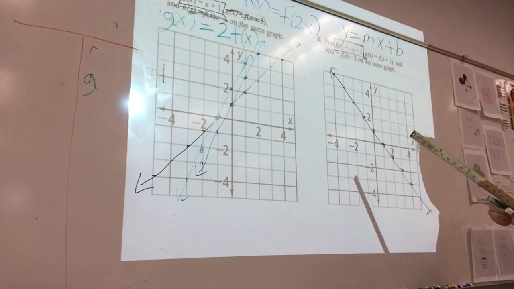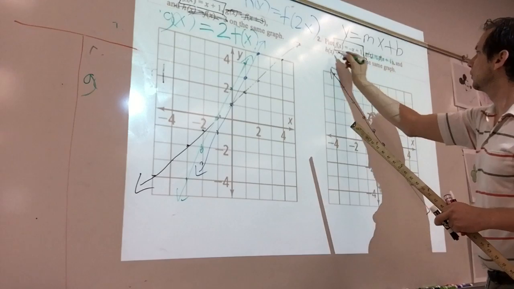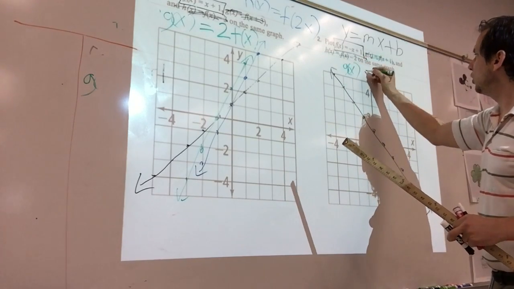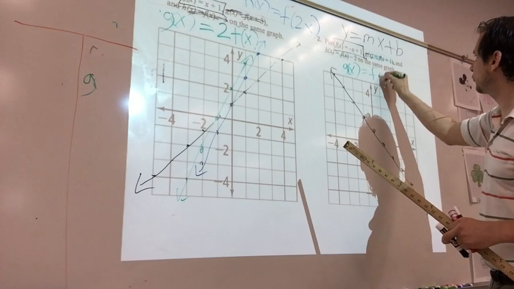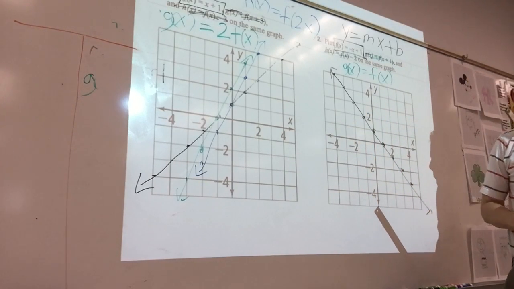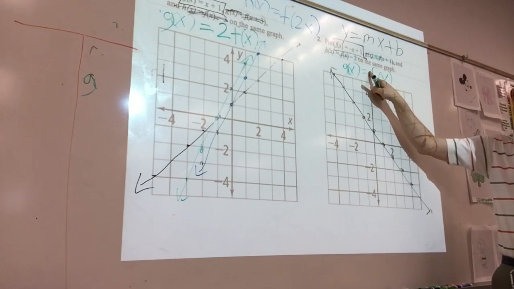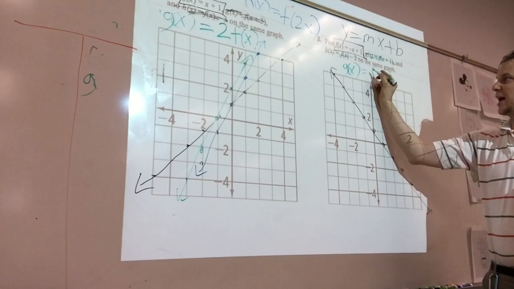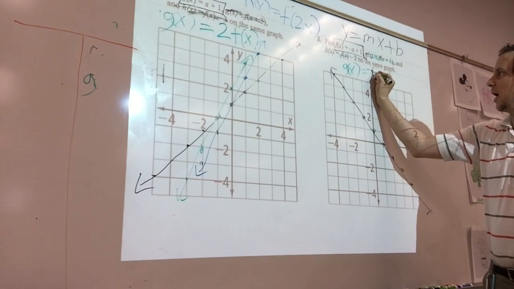Okay, now we're going to talk about what happens when you throw another negative sign on there. For example, George's equation is the same thing as Frank's, except I'm going to put a negative sign. And I can put the negative sign here on the outside of parentheses or here on the inside. Let's see what happens when I put it on the outside.